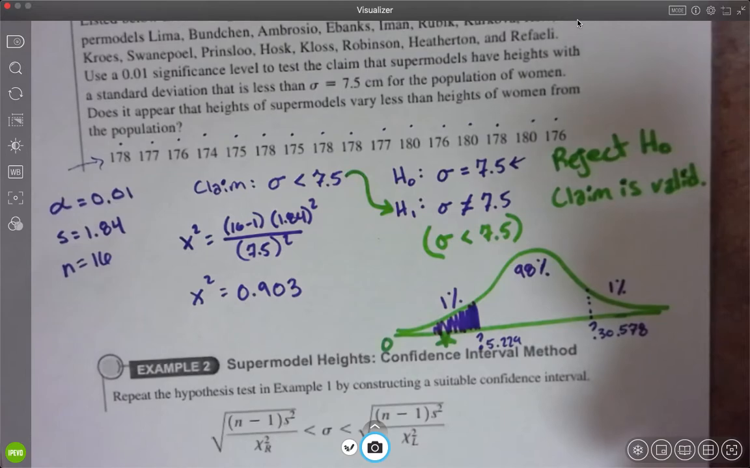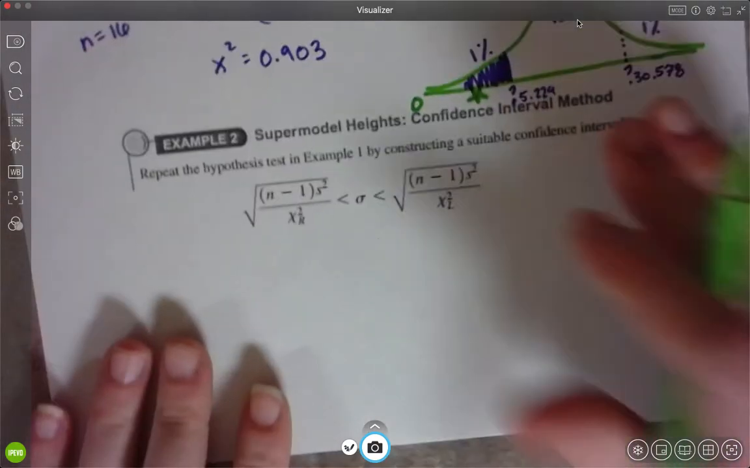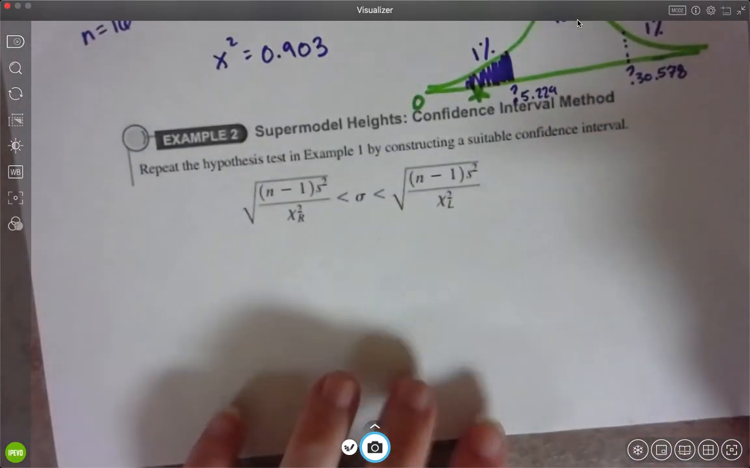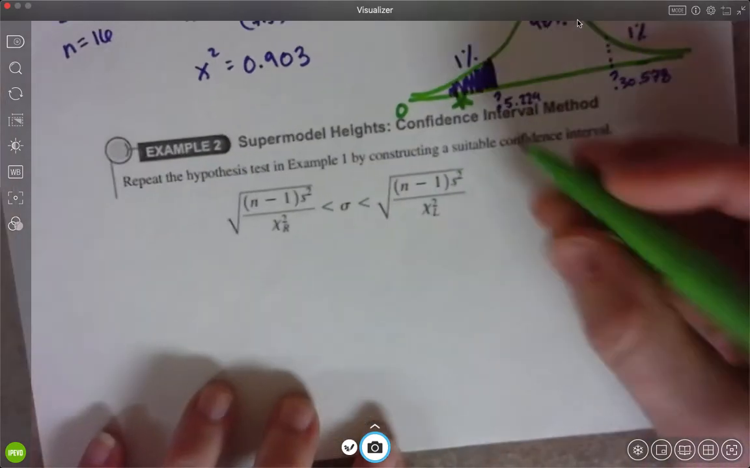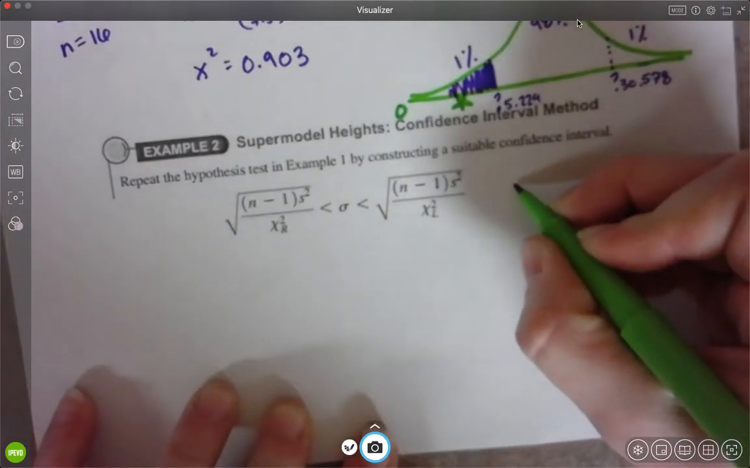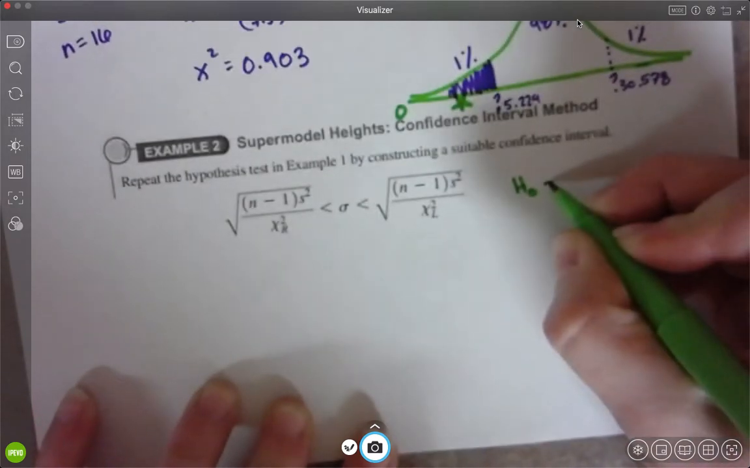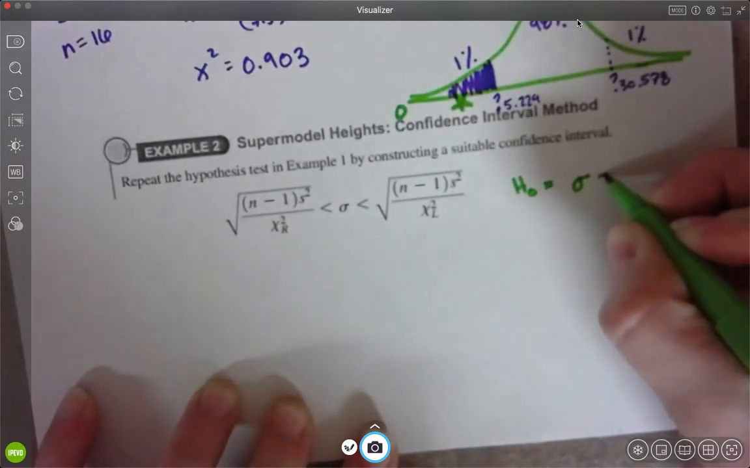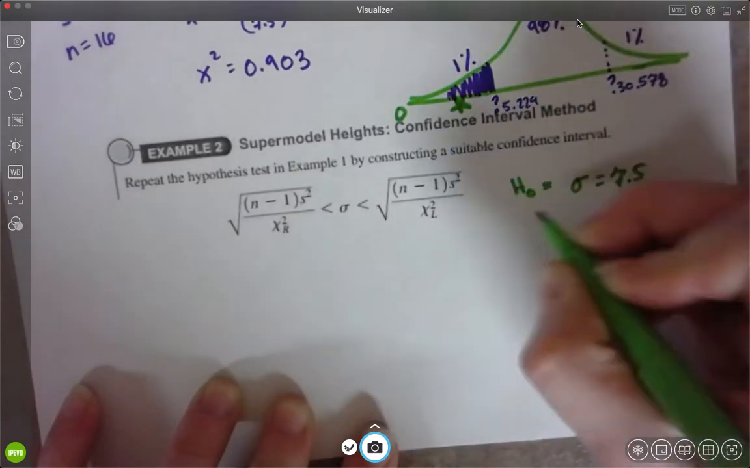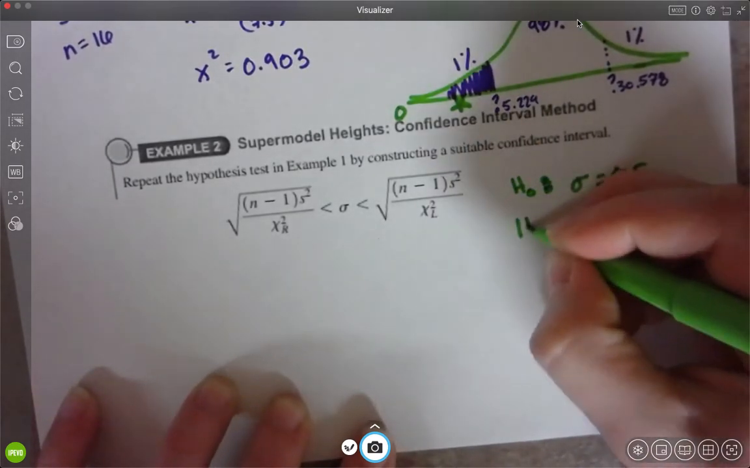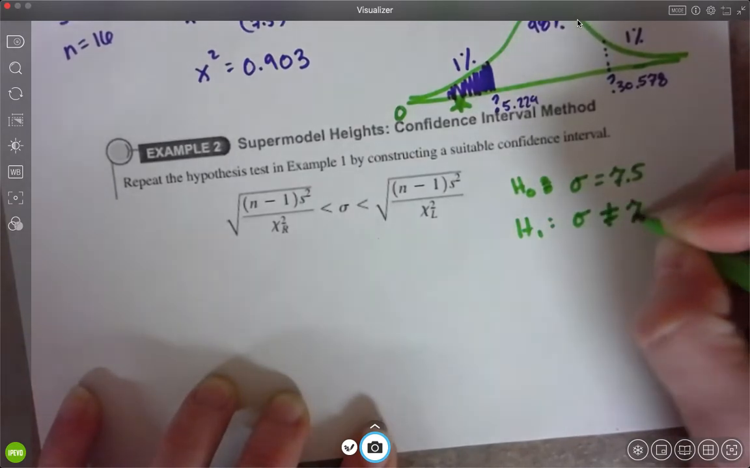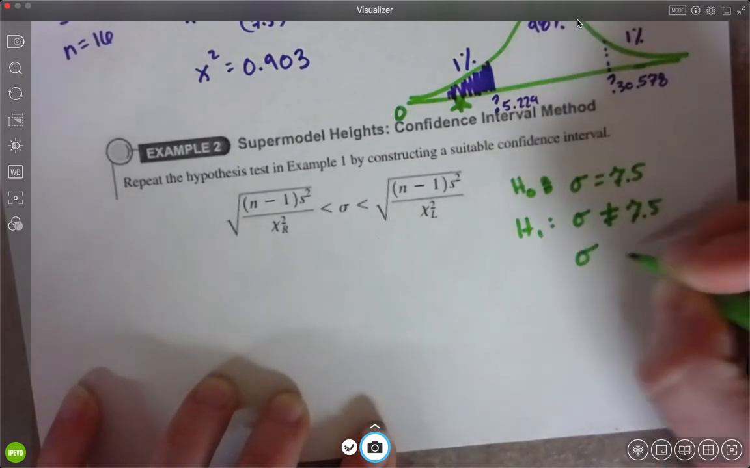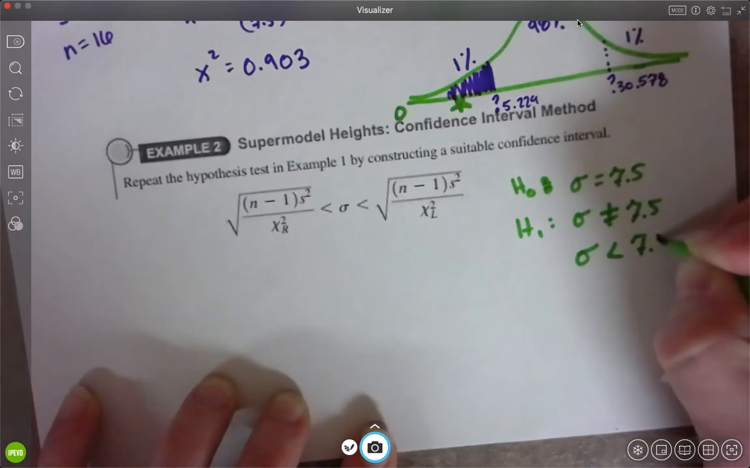Okay? All right, so now we're going to do the same thing. We should get the same conclusion again, but now we're going to do the confidence interval method, all right? So my null hypothesis is that the standard deviation is equal to 7.5. I'm just copying this from above. And the alternative is that the standard deviation is not equal to 7.5, or that it is less than 7.5. Okay, I'm just copying that from above.